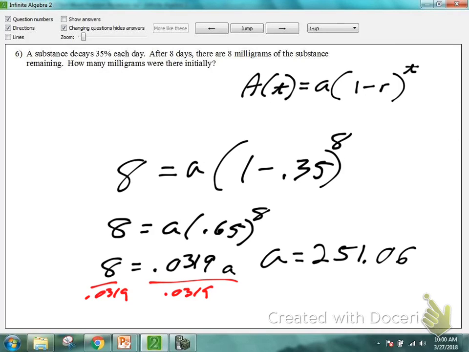Okay? About 251.06. Does the on paper make sense, the algebra to it, right? As long as that makes sense, we can go to the calculator and figure out how exactly I got that, okay? Everybody good?